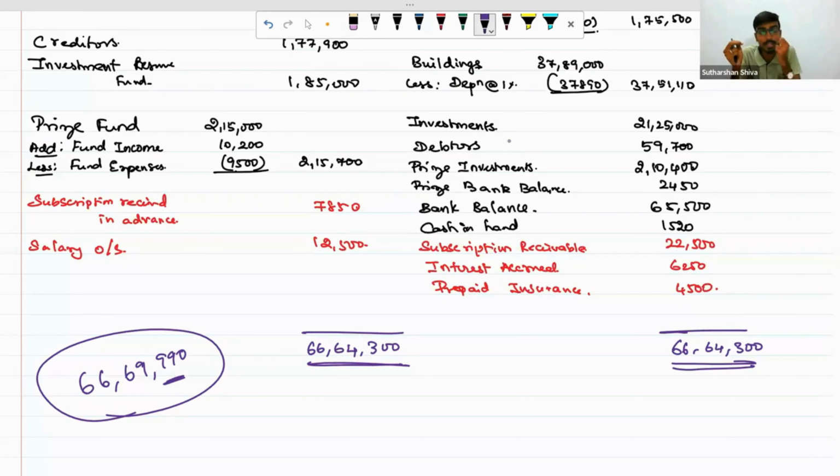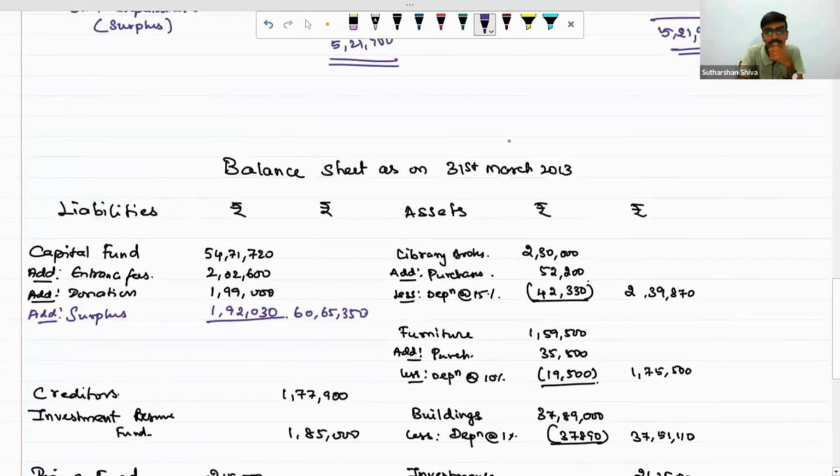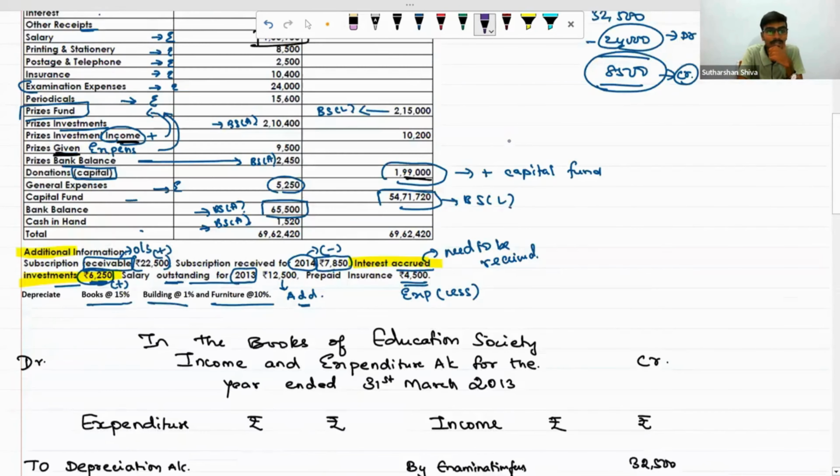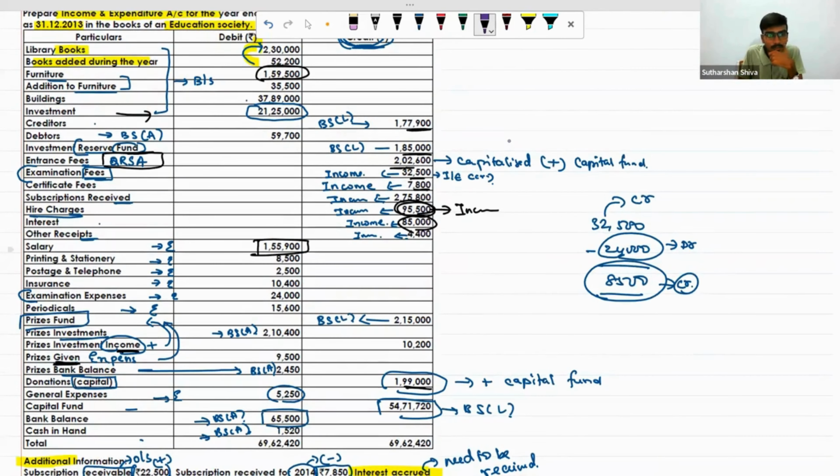Some may say both will also be acceptable. Okay. Here, the important point comes to a picture: books added during the year, in addition to furniture. Here, they simply said books added to the year. When is it added? That's a question. When is it added?